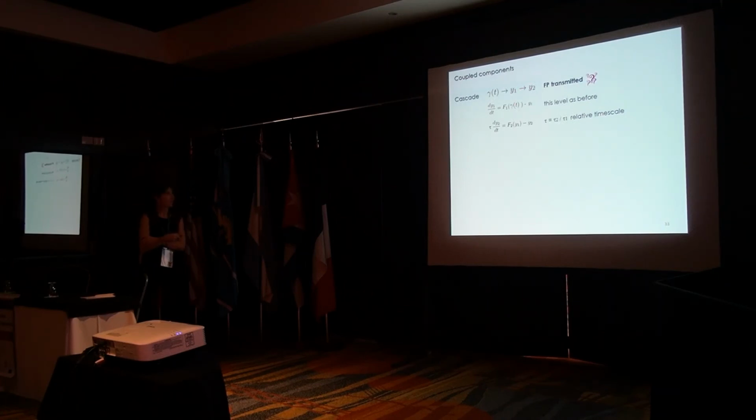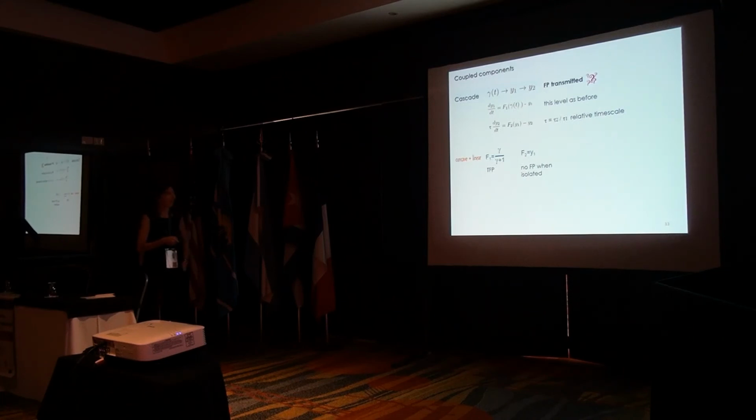So this level is as before, and then we add a second level here that is a function of Y1, and the important parameter here will be the relative time scale, tau, that is the time scale of component 2 relative to the time scale of component 1. So we need to make some decisions on which are F1 and F2. Suppose, I'll show only one or two.